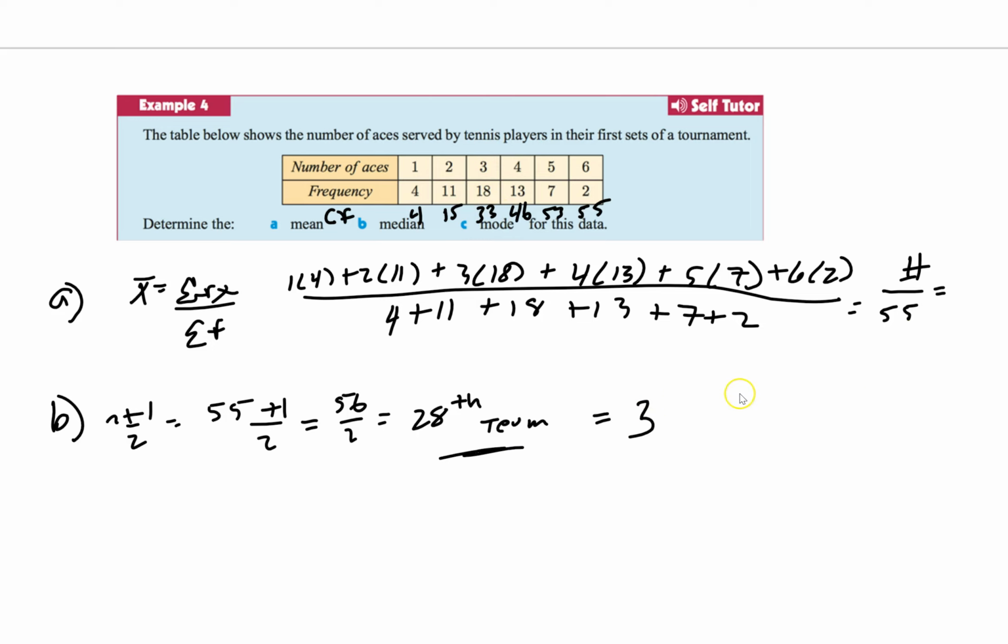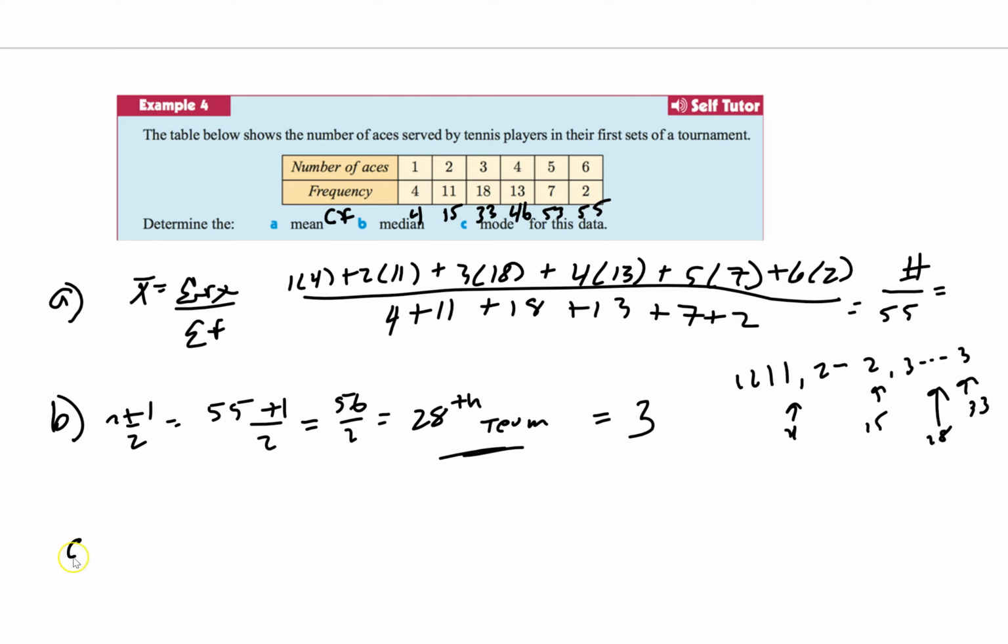Because again, the whole idea is you have 1, 1, 1, 1, then you have 2s. At the end of the 1s, you're at 4. At the end of the 2s, you're at 15. Then you had a bunch of 3s, and at the end of it, you're at 33. So the 28th must fall somewhere within the 3s. That's how that one works.